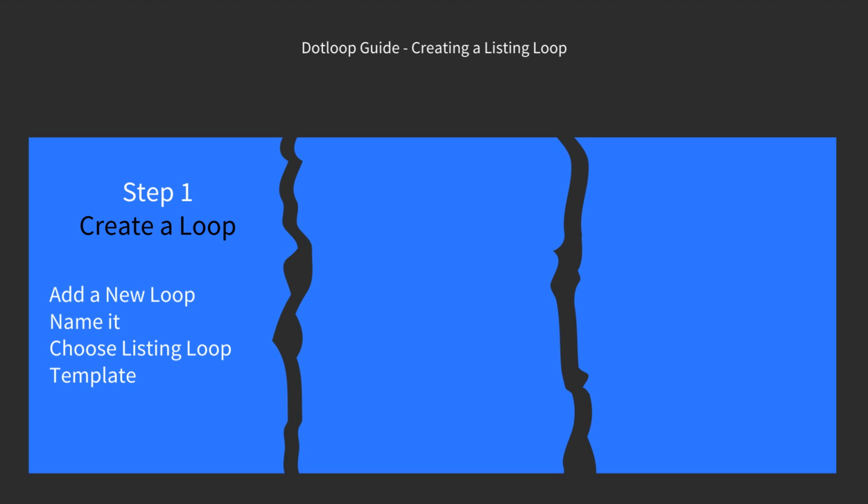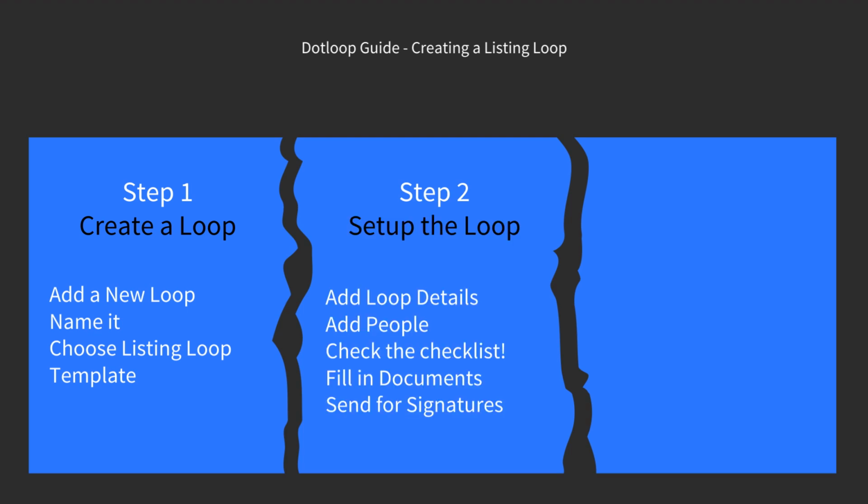Now that your seller's transaction loop has been created, let's move on to step 2 to set it up to use. First, go to View Details and add people where needed and set roles as appropriate. Remember, the more information you fill in, the better Dotloop can auto-fill the forms you will need for your new listing. After filling in everything needed, click Save at the bottom.